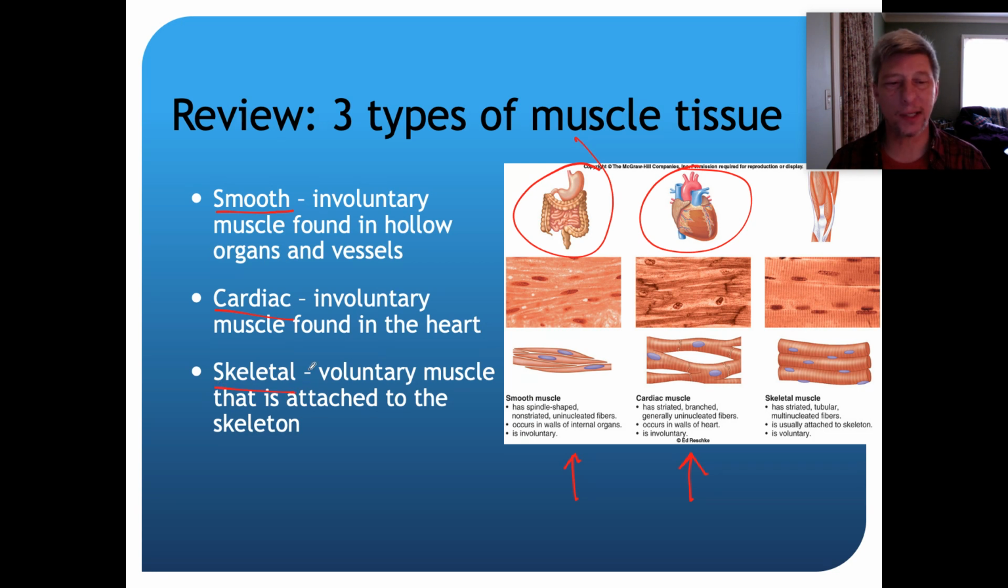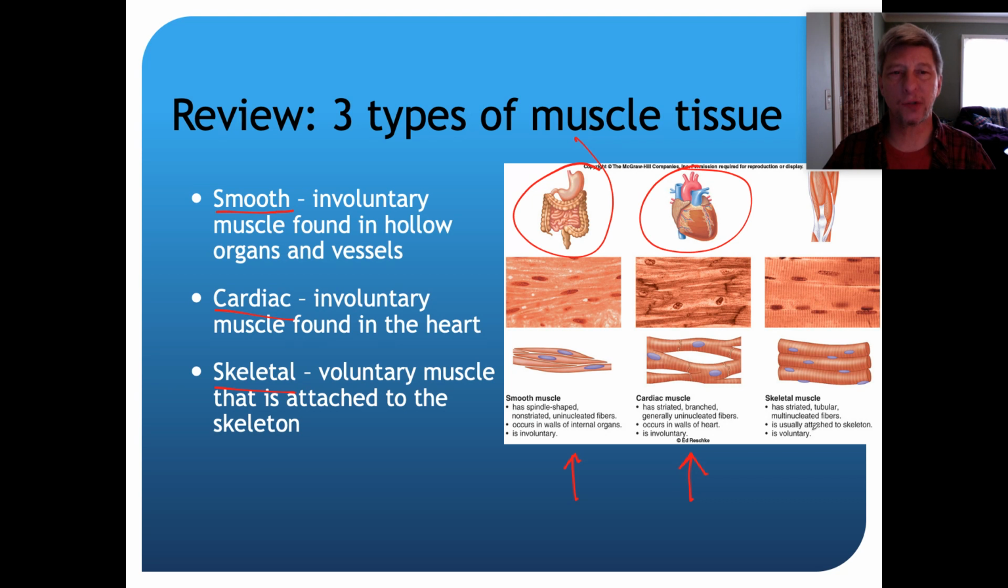Last but not least are the skeletal muscles, and these are the muscles that we most often think of when we say muscle. Skeletal muscle is found as long fibers, and they have many nuclei per cell. We'll get to that later. They look striped, just like the cardiac muscles. Typically they are attached to the skeleton, to bones, and these are the voluntary muscles.